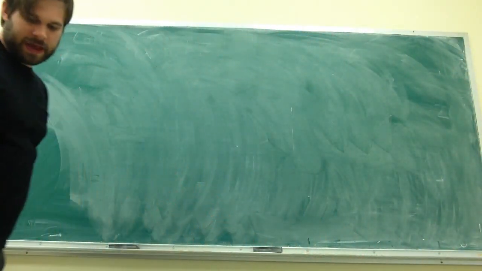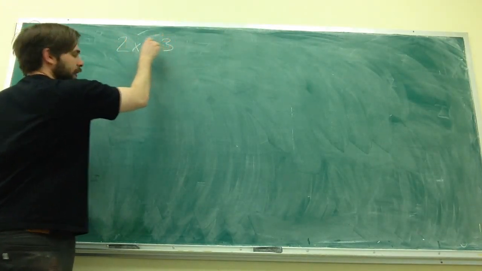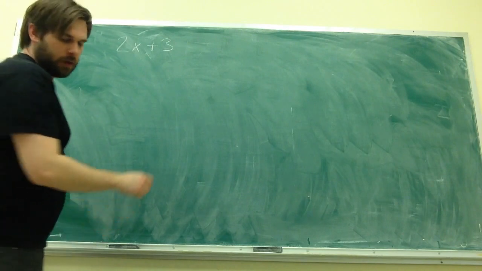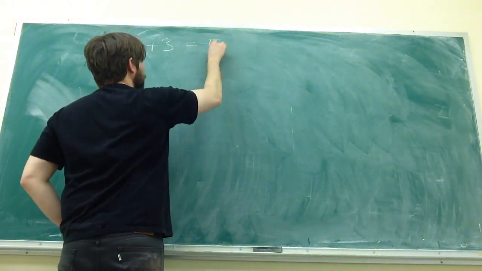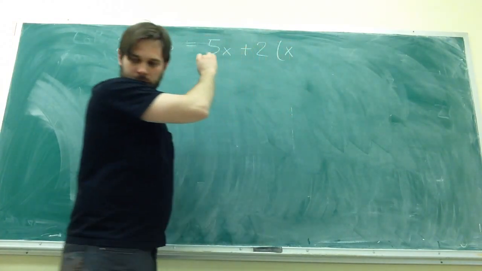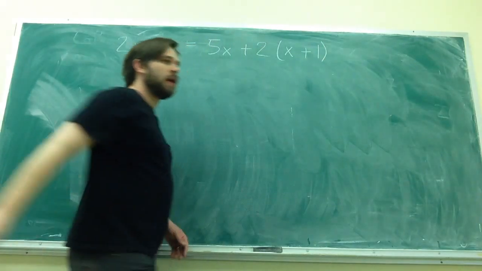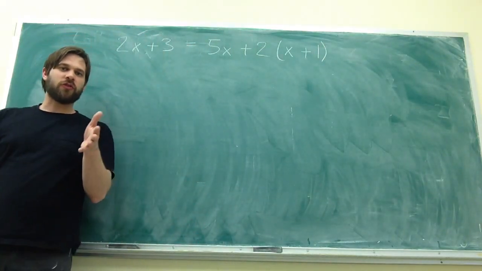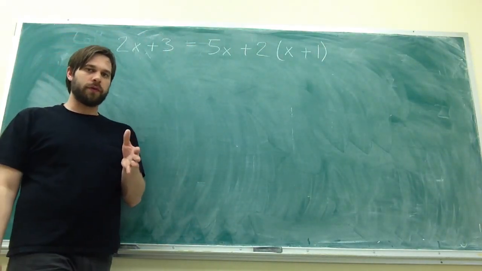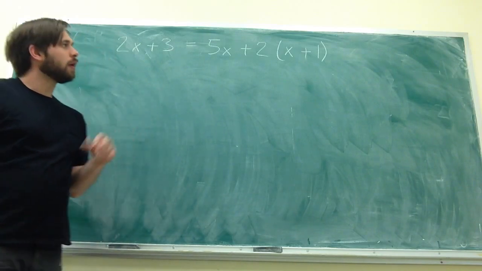Let's look at one more example on this video and look at 2x plus 3 is equal to 5x plus 2 times x plus 1. Okay. Maybe you want to hit pause here and try to solve this equation on your own, and then check your work against mine. Maybe not.